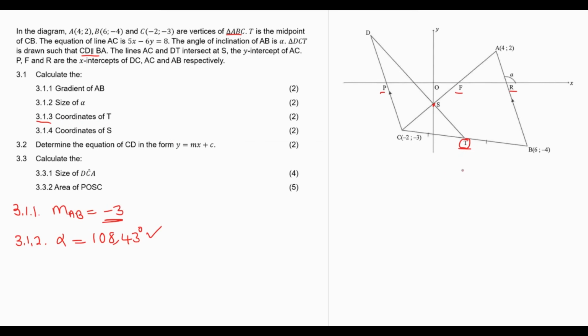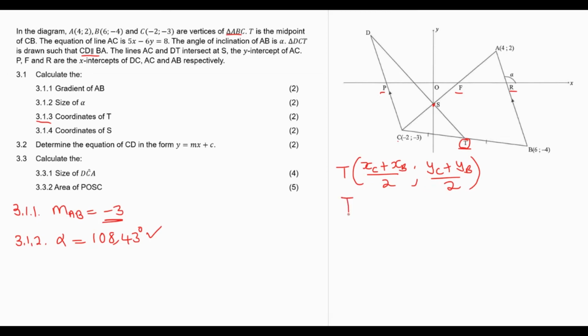So we have to use the midpoint formula. Remember the midpoint formula? So it means that for T, we add the x coordinates of C and B, and then we divide by 2. The x coordinate of C plus the x coordinate of B, divided by 2. And then the y coordinates will be the y coordinate of C plus the y coordinate of B, divided by 2. This is how we find the coordinates of the midpoint.